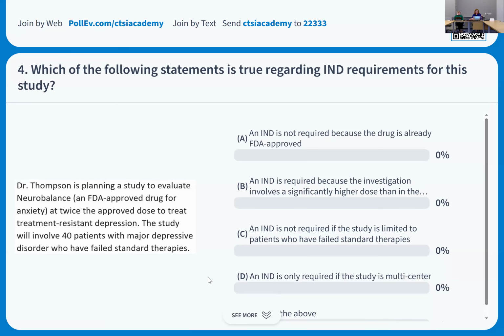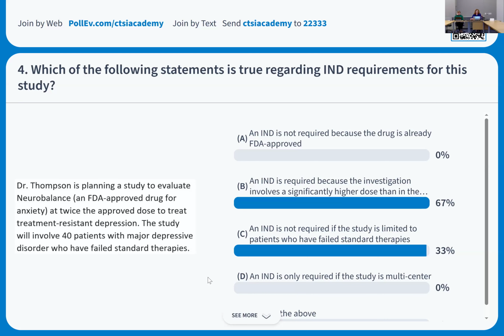All right, and then for this one, which of the following statements is true regarding IND requirements for this study? Dr. Thompson is planning a study to evaluate neurobalance, which is FDA approved for anxiety. He wants to study twice the approved dose to treat treatment-resistant depression. And we've got a little bit of debate going on here, it looks like.